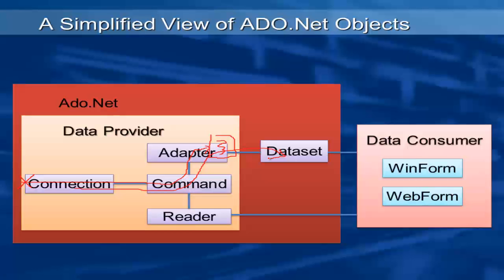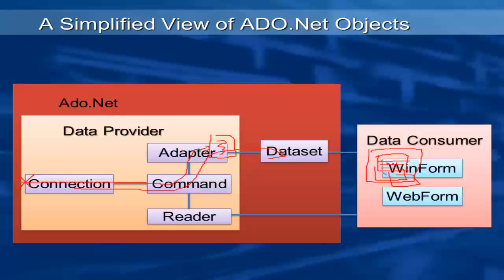It reads the data from the database, whatever number of records you have, and fills the data set. What is a data set, by the way? I will just write it here. What is a data set? A data set is a collection of data tables. What is one data table? A data table is a collection of rows. What is one row? A row is a collection of columns. In other words, a data set is a collection of many tables.